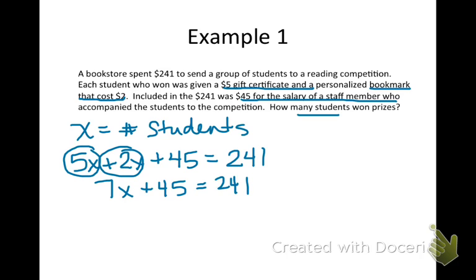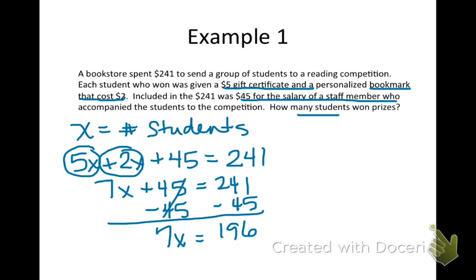Now we have a two-step equation. We'll undo the addition. Then second step, undo the multiplication using division. So what we should have is that 28 students were on the trip, or won prizes, I should say. What we could do to check it is to go back into the original. So 5 times 28 plus 2 times 28 plus 45 must equal the 241, and it does.